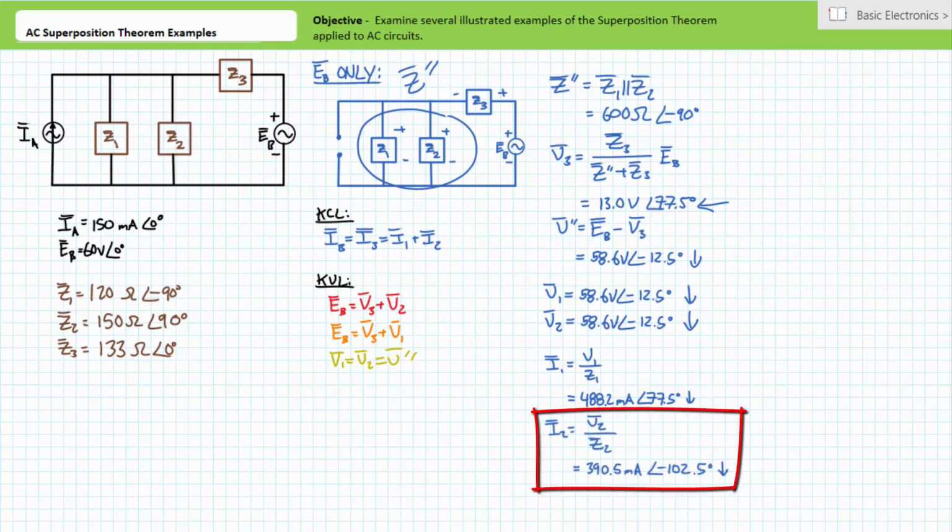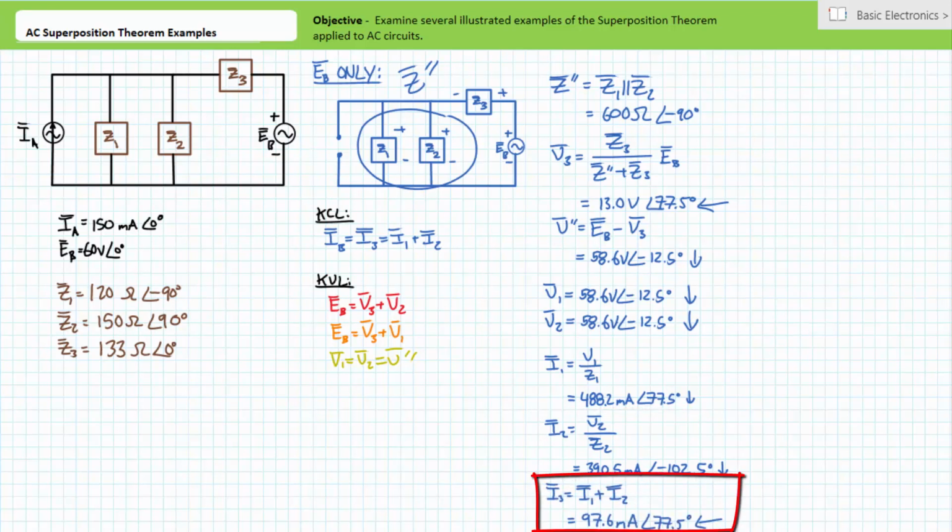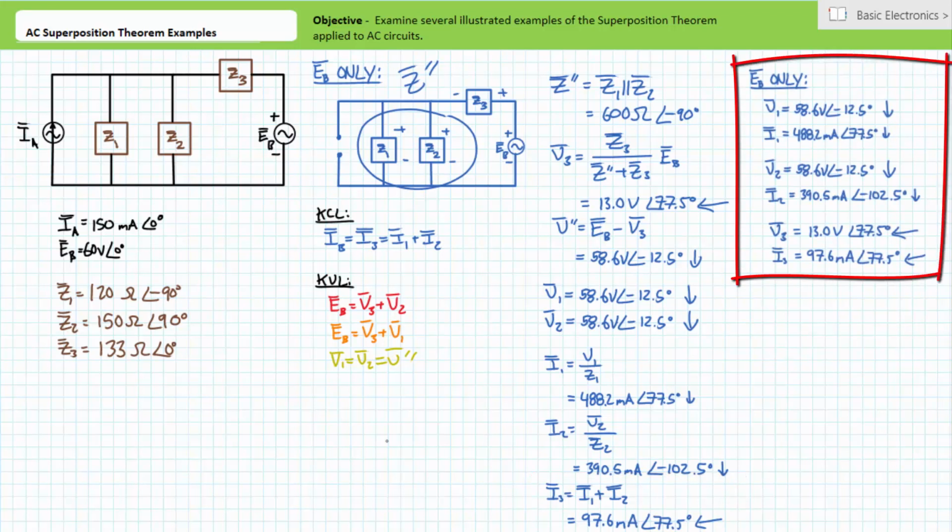Another application of Ohm's law demonstrates current through impedance element Z2 to be 390.5 milliamperes at an angle of negative 102.5 degrees, also traveling top to bottom. Finally, application of Kirchhoff's current law demonstrates that I3 is the summation of I1 plus I2. This yields a value of 97.6 milliamperes at an angle of 77.5 degrees, traveling right to left. This completes the analysis from the perspective of voltage source EB.